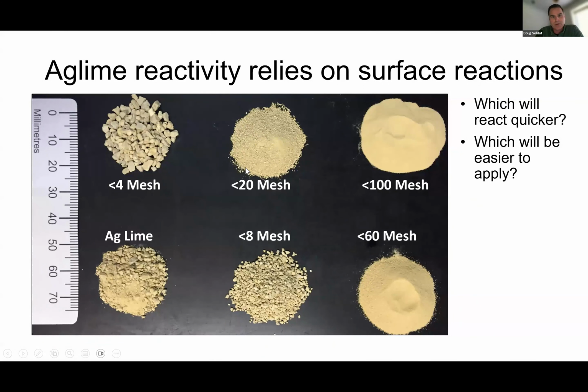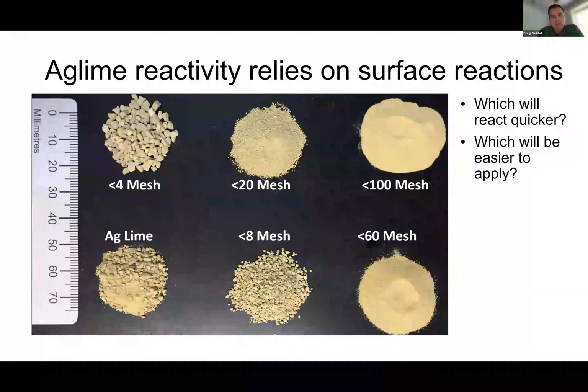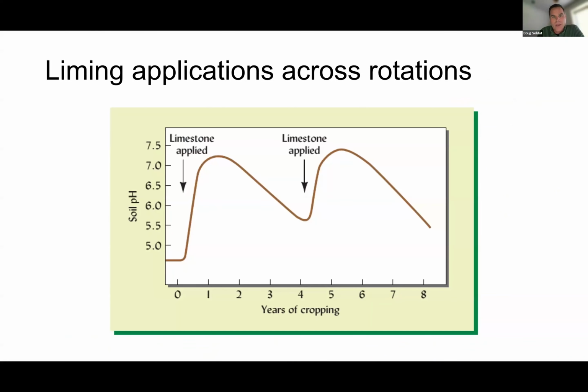It's a nice combination of fine particle size, but larger particle sizes that are going to be a little bit easier to handle. So you'll see a variety of sizes, and just know that the smaller the size, the faster the reaction will be. Now, speaking of reaction times, it's actually kind of slow. So here is years of cropping shown on the x-axis, and then here's the soil pH.